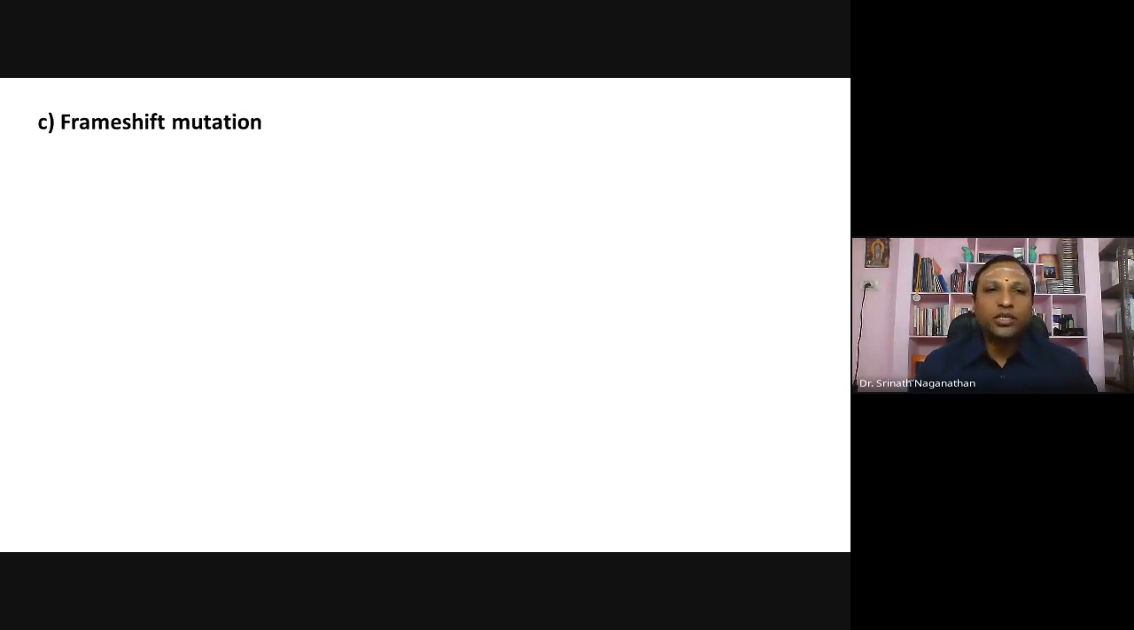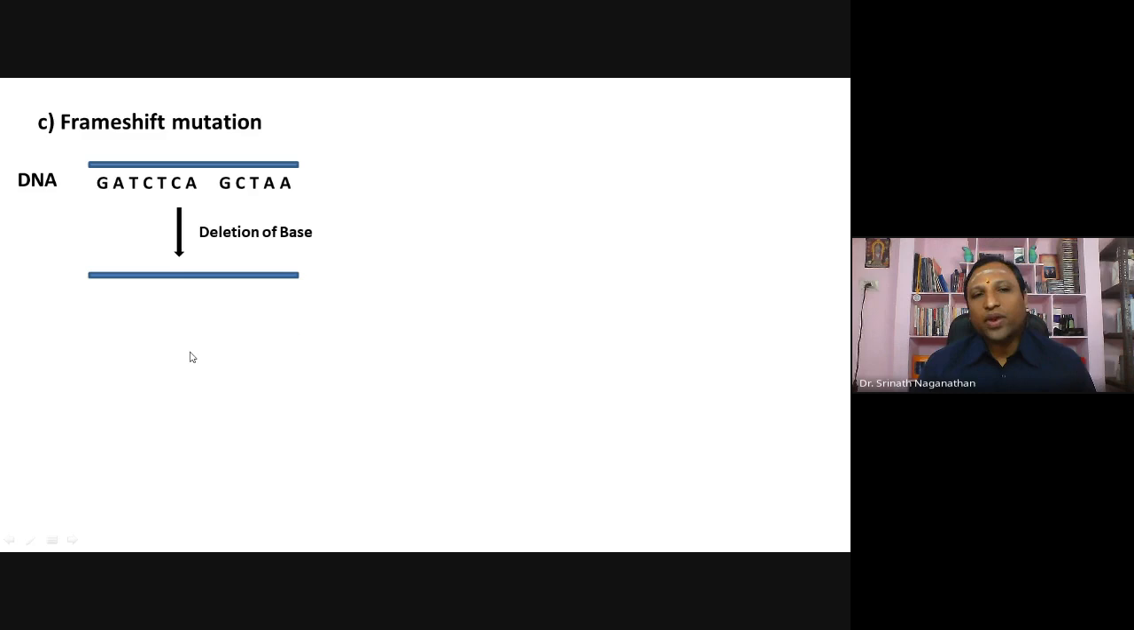So frame shift mutation. As we have seen earlier, in a frame shift mutation, if one base is deleted or added, then the frame is read in a different manner. If you see here in this strand, GATCTCA, G is there, then GCTAA is there. So what happens here is, in the DNA, if the G is removed, this is the deletion of the base. Due to this, the reading changes here.